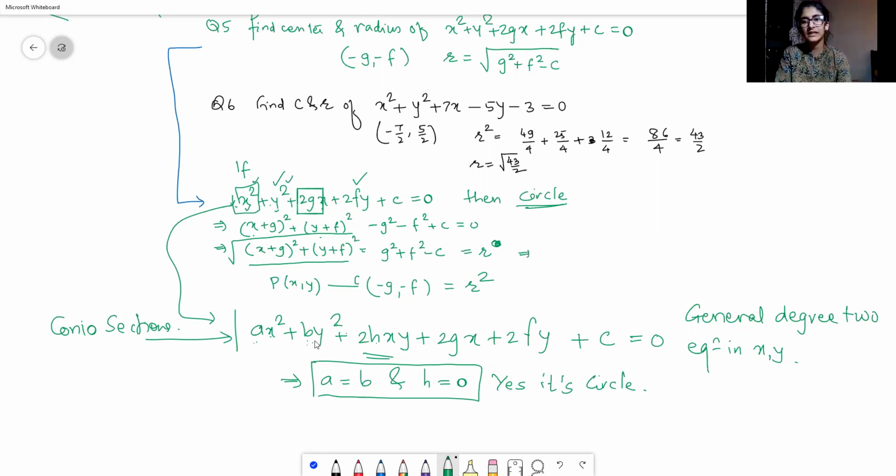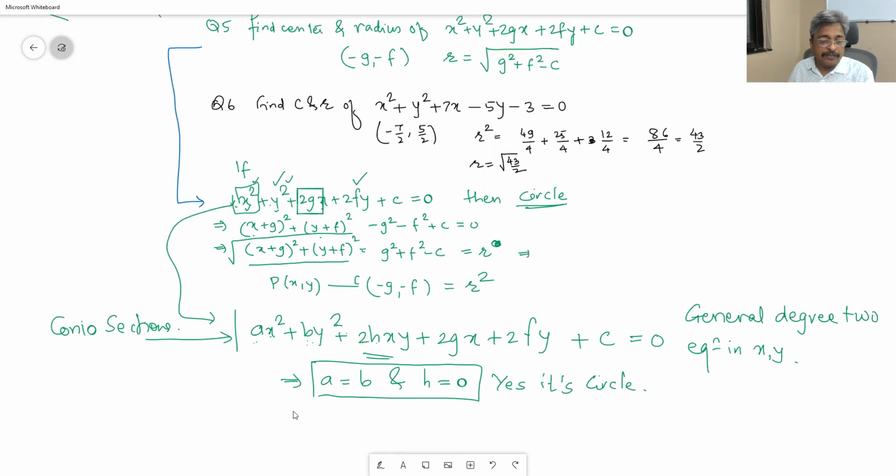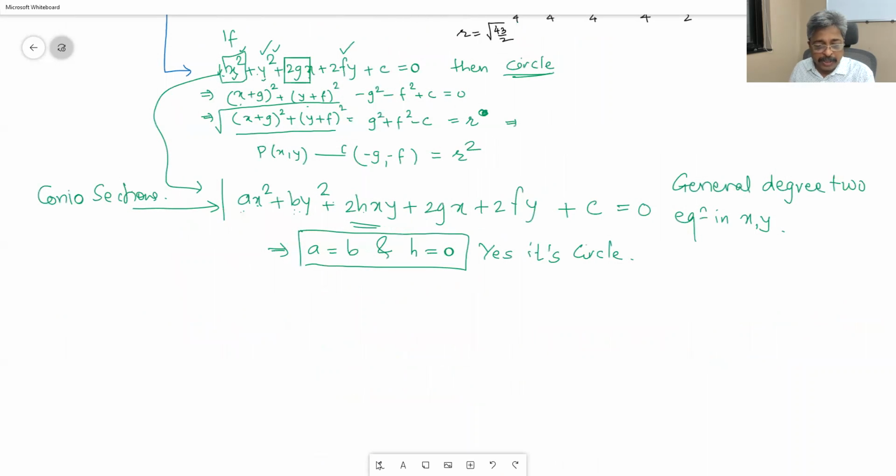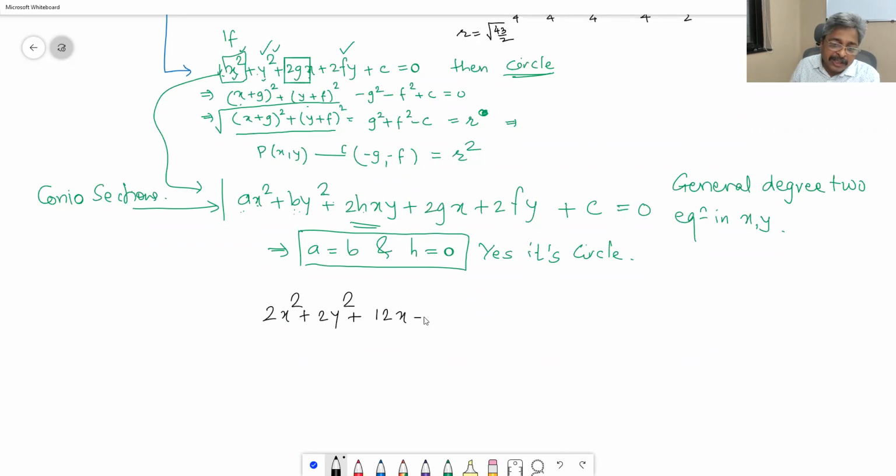Sir, how will a equal to b help us square it? So let us see that now. Suppose I write this equation. Let us see if we can get a circle or not. 2x square plus 2y square plus 12x plus 16y minus 5 is equal to 0. Suppose the equation is given like this.